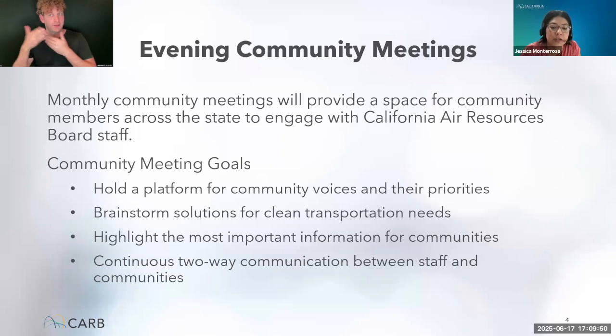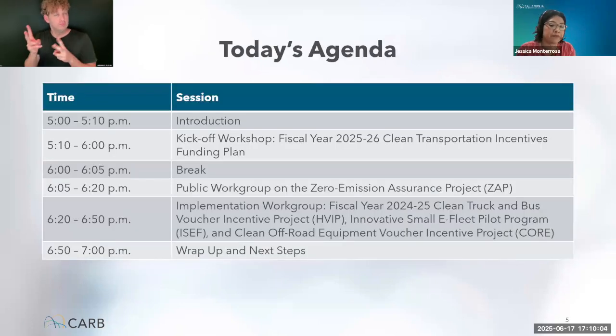Our goals for these meetings are to provide a space for community voices and priorities, brainstorm solutions for clean transportation needs, highlight key funding plan information, and foster ongoing communication between staff and the community. For tonight's presentation, we have a full agenda with 3 items covering recent work groups. We will introduce various staff members working on these multiple projects. So this is a unique meeting where you will see many of the team members from CARB today.